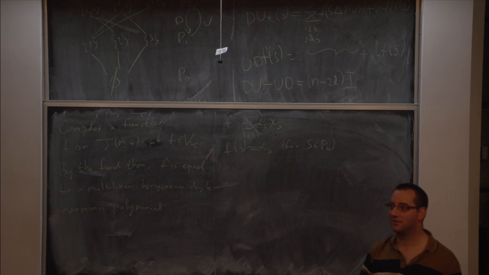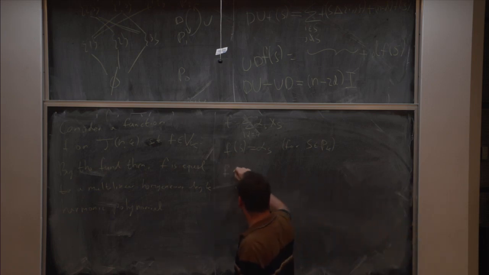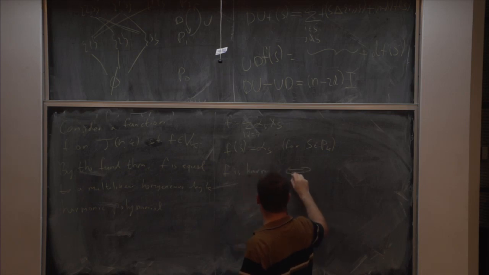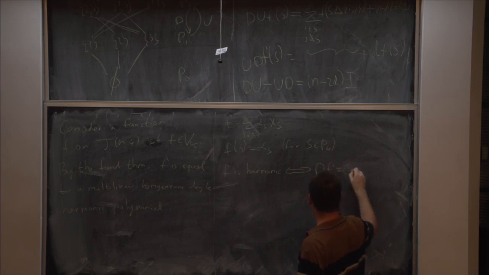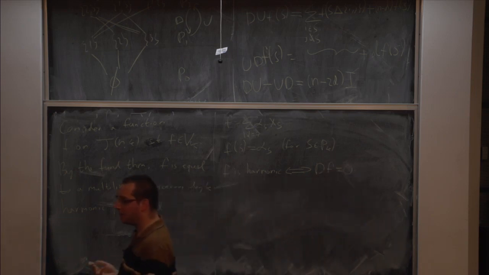So f is harmonic. It's the same as saying that df is 0. Okay, so we recover the notion of harmonicity from the poset. Because we don't have the signs, what we actually need for this setup to work eventually is we want the up operator to have full rank. And we'll see in a moment.